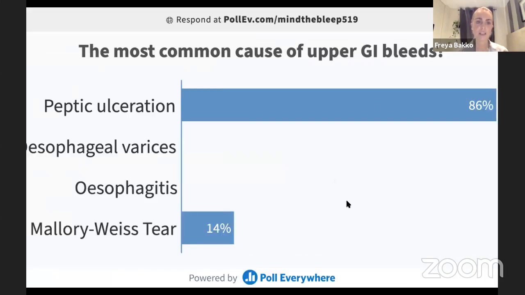So peptic ulceration is the correct answer. About a quarter of patients present with peptic ulcer disease with an upper GI bleed.